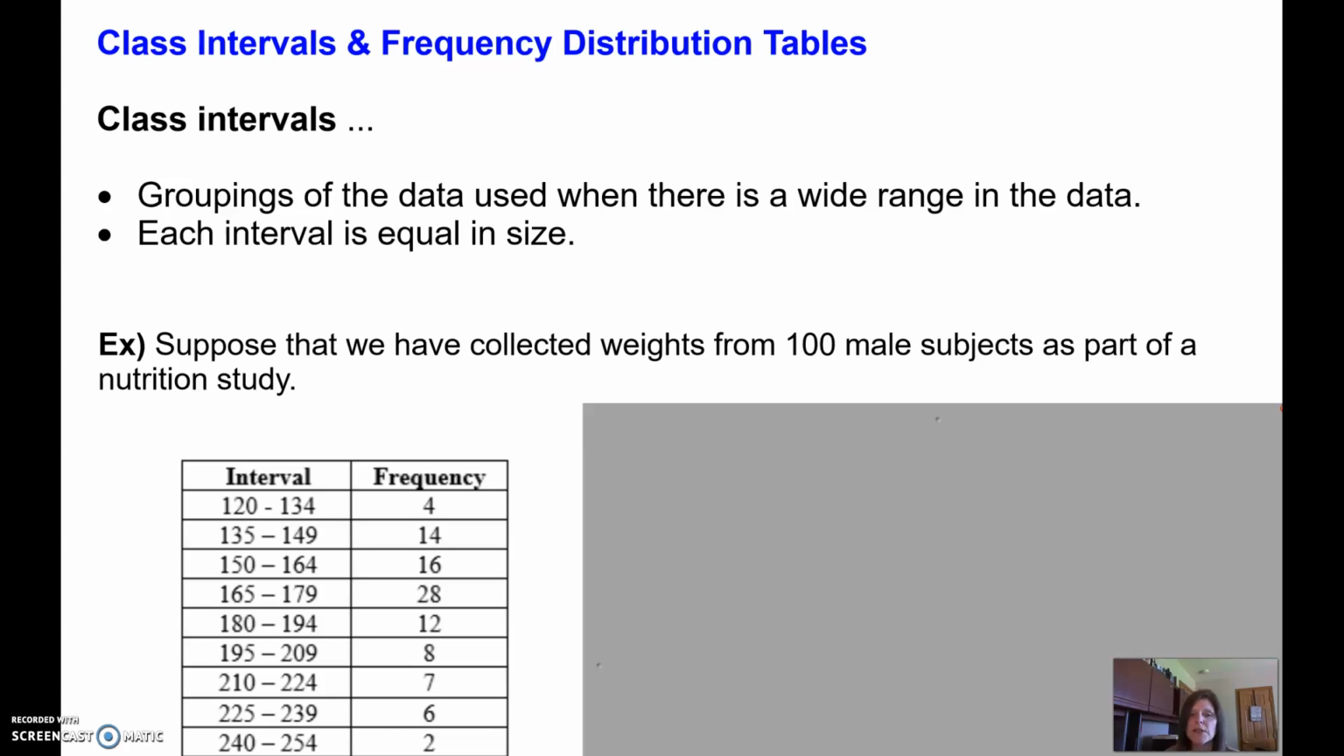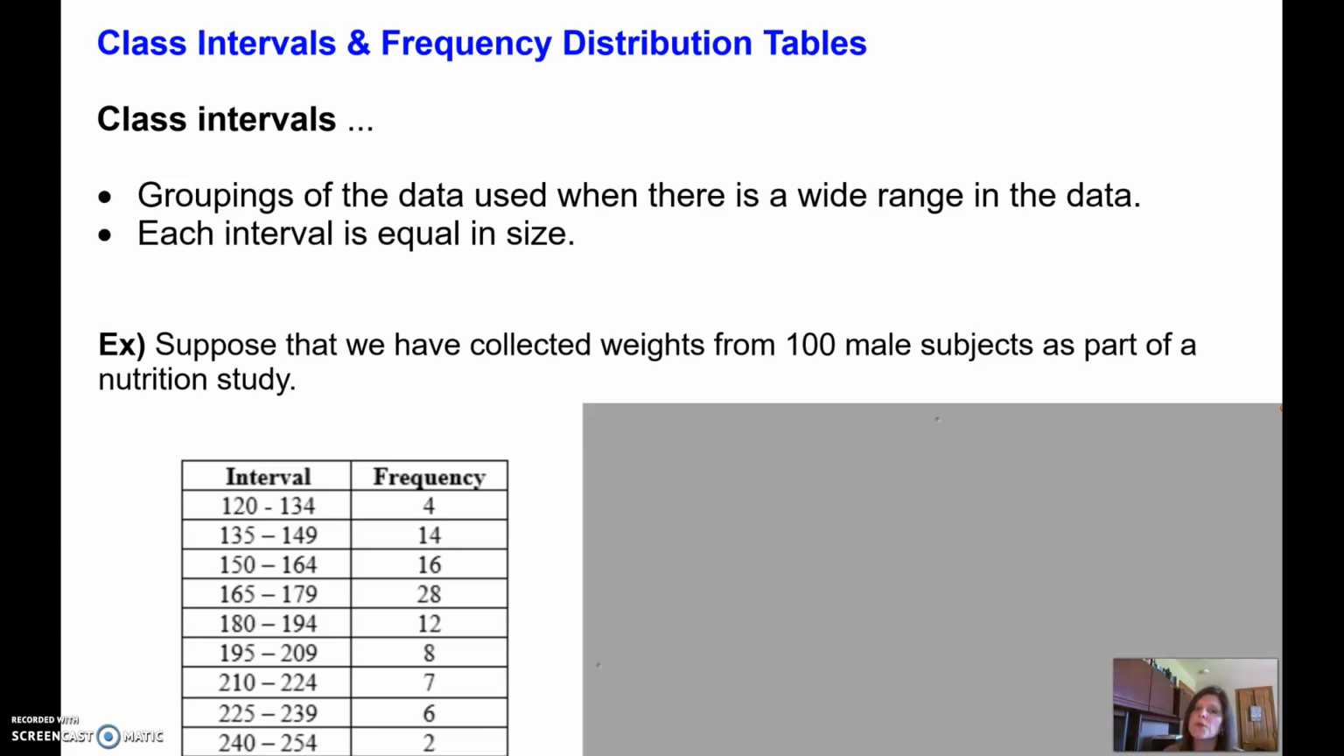But in this particular example, we're collecting the weights of 100 male subjects for a nutrition study. That could be actually 100 different weights, probably not, but it's going to be a whole bunch of different numbers. And I don't want to have a giant frequency table. So instead, what we do is we set up what we call class intervals. Those are just groupings of data. So when you have a wide range of data, let's group them up so that our table doesn't get overwhelming.